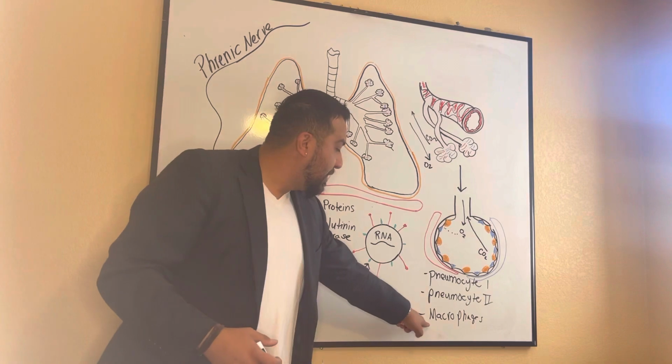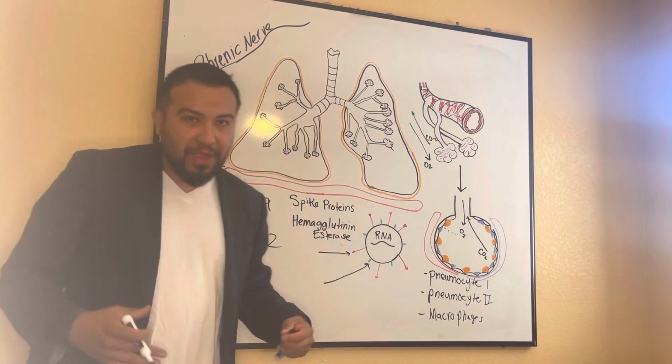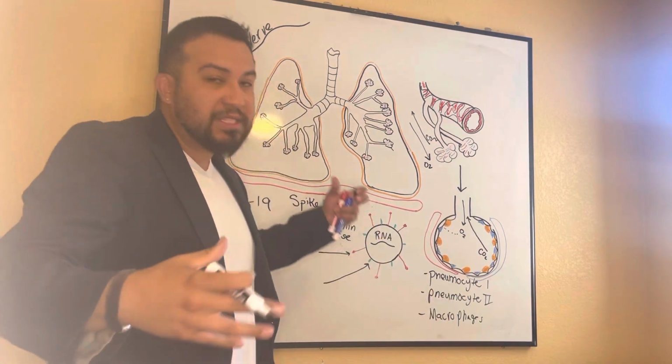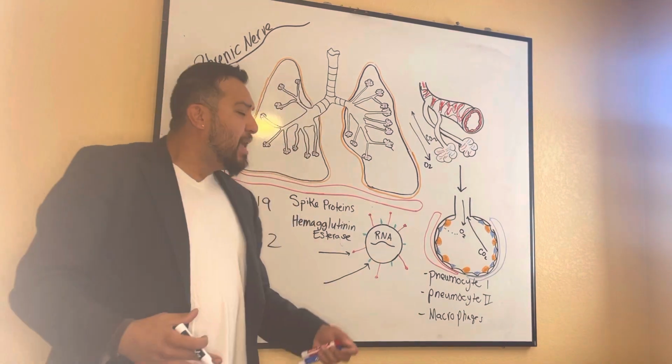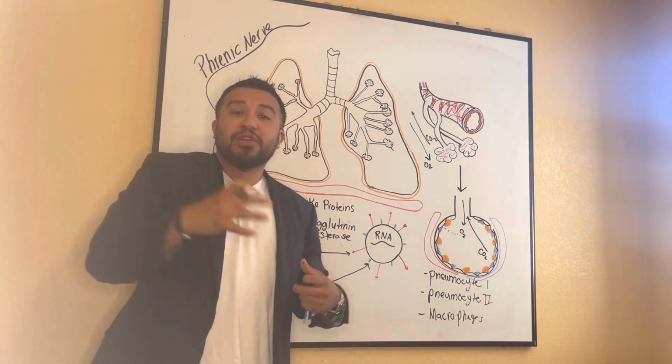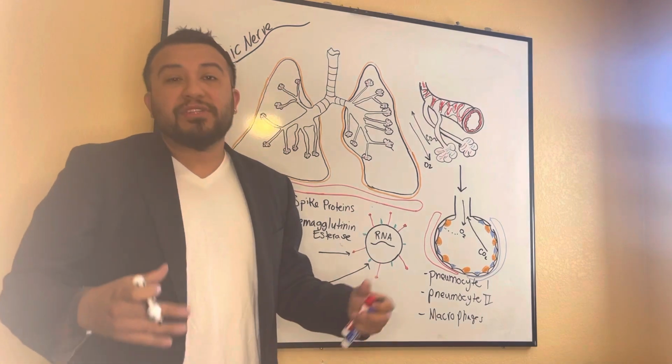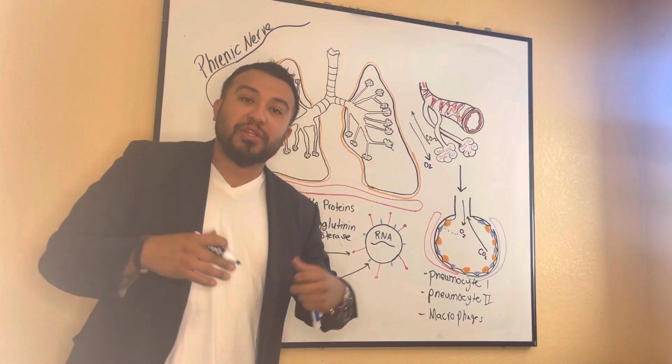The third type of cells that we have inside the alveoli are known as macrophages. Macro means big, phage means to eat. So they're big eaters. And what they do is they essentially engulf any cellular debris or any pathogens that are small enough for the macrophages to consume.